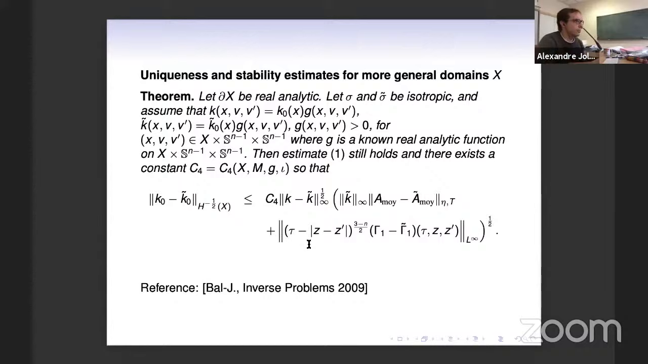So now let me talk about other problems where you have inverse transport.